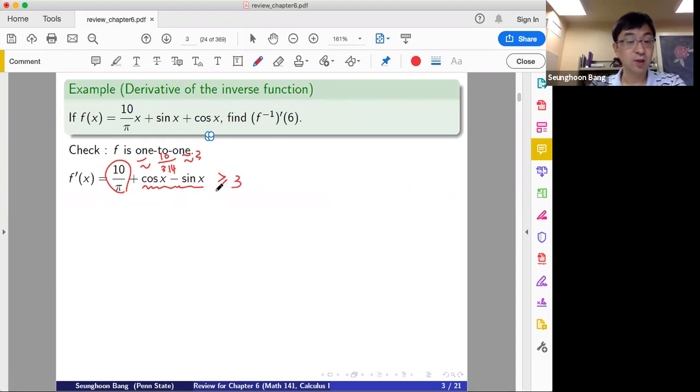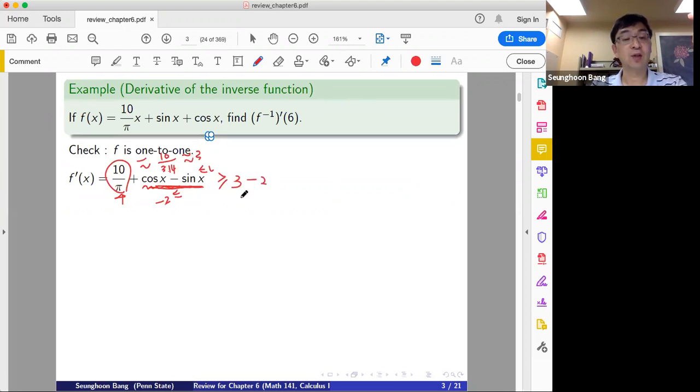So this is 3 here, this one. Was it like the minimum value? The minimum value is negative 2, right? Cosine x is negative 1, the negative sine x is negative 1. Exactly negative 2 is the minimum value. The maximum value is 2. So we only add the minimum value.